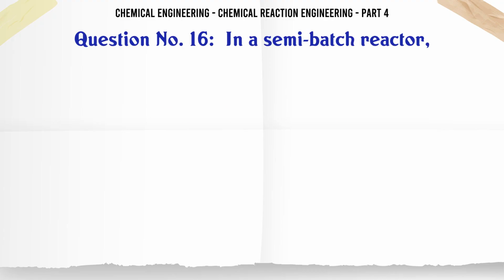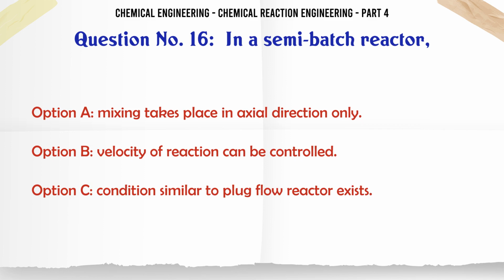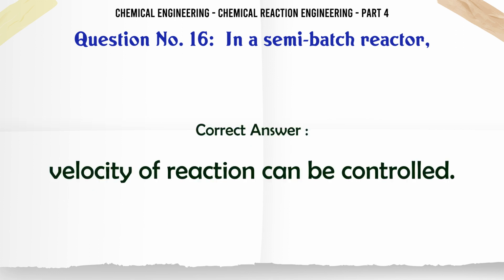In a semi-batch reactor, A. Mixing takes place in axial direction only. B. Velocity of reaction can be controlled. C. Condition similar to plug flow reactor exists. D. Residence time is constant. The correct answer is velocity of reaction can be controlled.